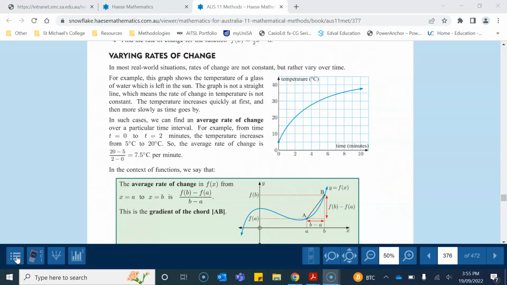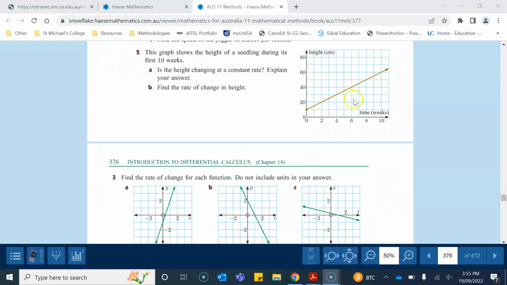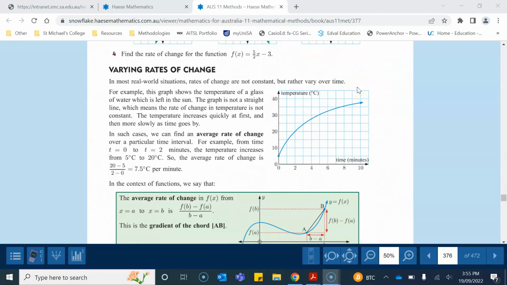In all those examples above, we saw a constant rate of change. However, in most real life situations, we don't see rates of change that are constant. They often vary over time. So when we have a constant rate of change, we know that the function which represents that rate of change has a constant gradient. However, when we're looking at a varying rate of change, basically we start to see some curves in the function.